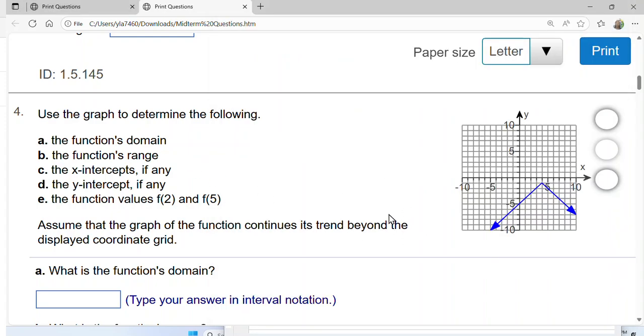Any x-intercept here? Do we have an x-intercept? Anyone? Can anyone answer here? Do we have an x-intercept? No. Okay, good. I see a lot of chat here. It's no, because look at this one. The graph didn't pass the x-axis.